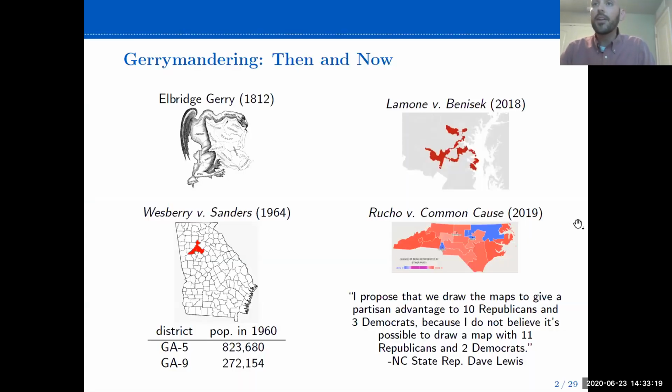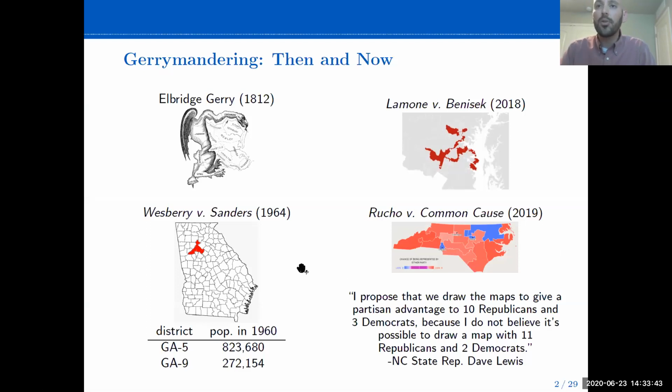Okay, so any talk about districting needs to talk about gerrymandering and the motivation for considering redistricting from the OR or optimization perspective. Gerrymandering has a long history in the US, going back at least a couple of centuries, and over the last 50 or 60 years has been the subject of a lot of Supreme Court cases.